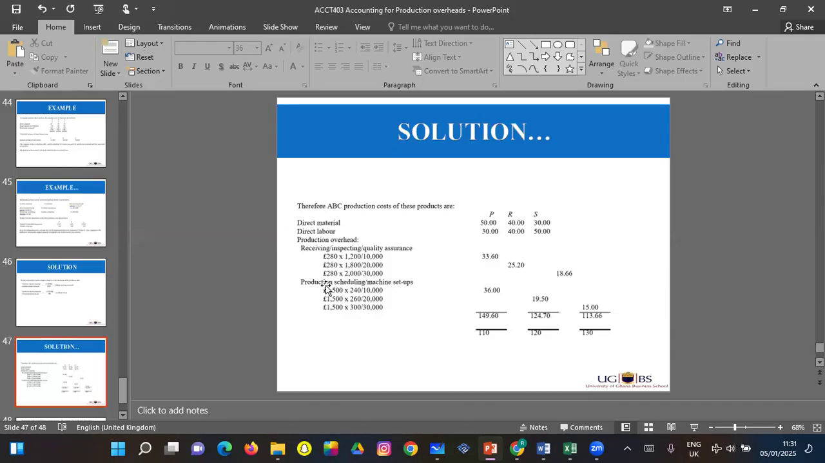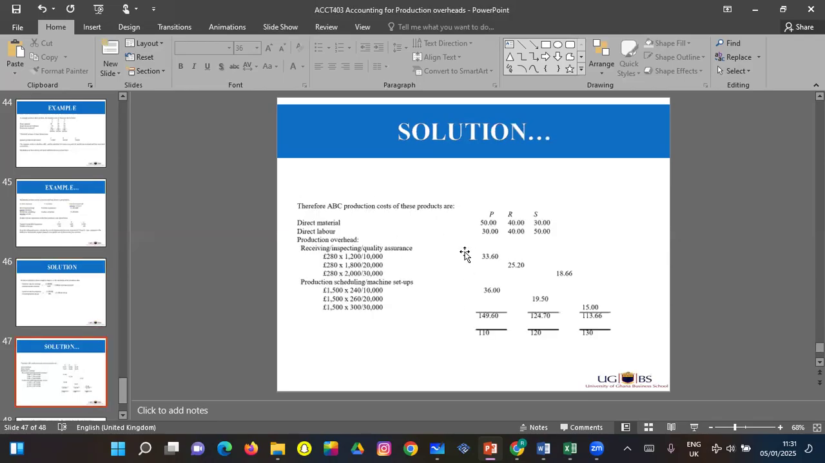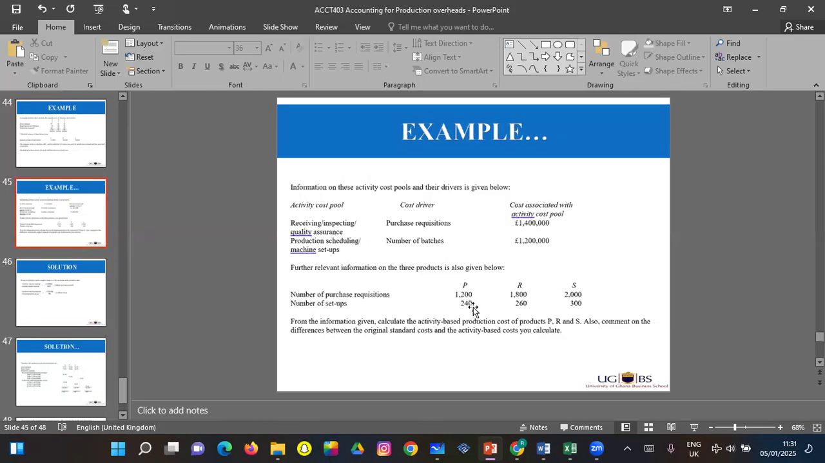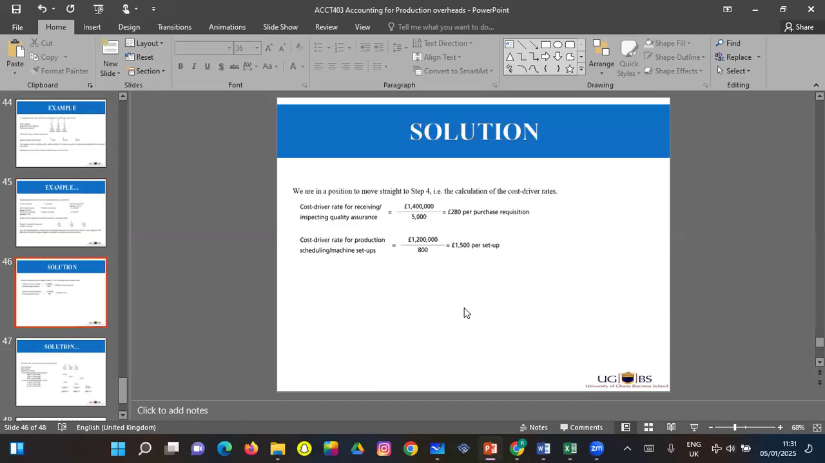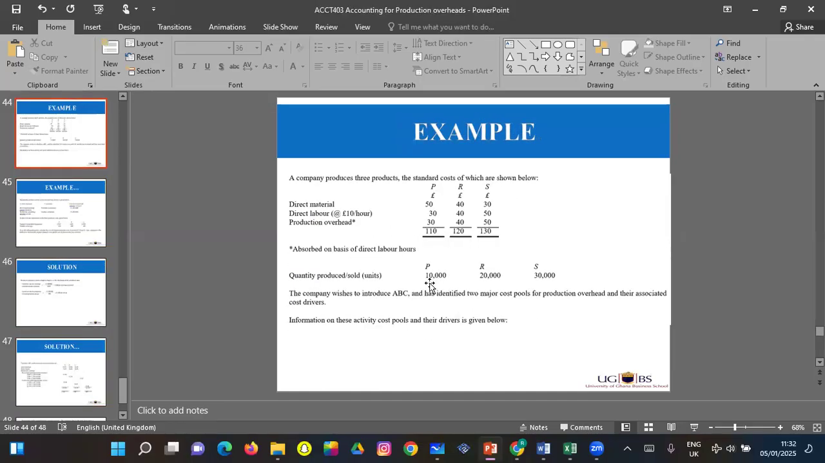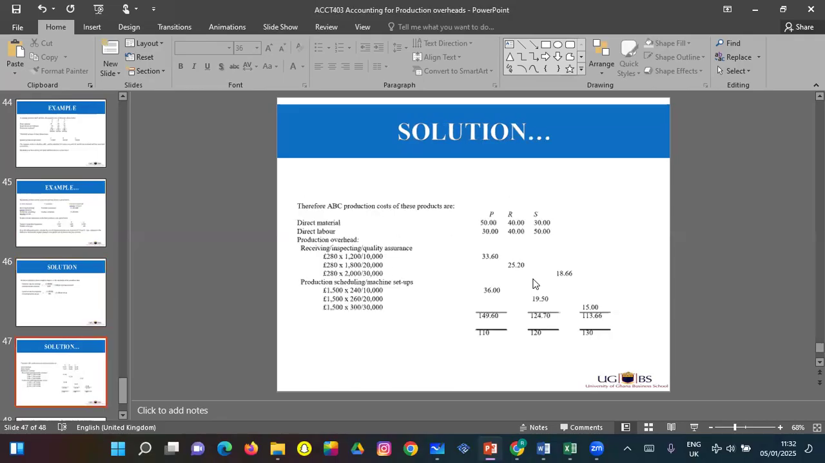Then now we come to the production scheduling. So we also multiply its CDR rate, 1,500, by its number of setups. So times 240 divided by the units produced. So times 240 divided by the unit for product P. You do the same thing for product R, the same thing for product S. Then we are going to arrive at this, this, and this.